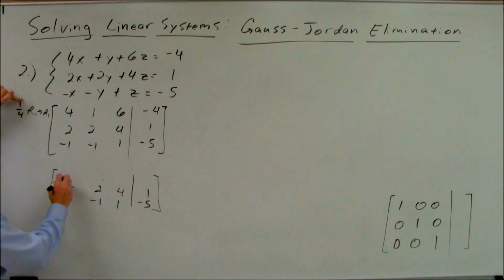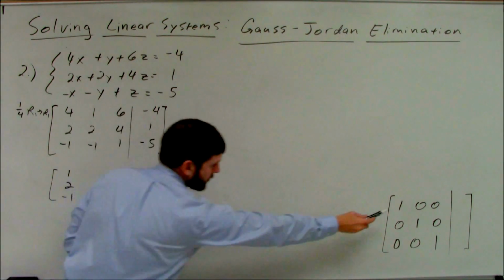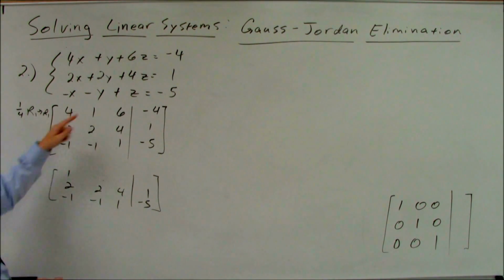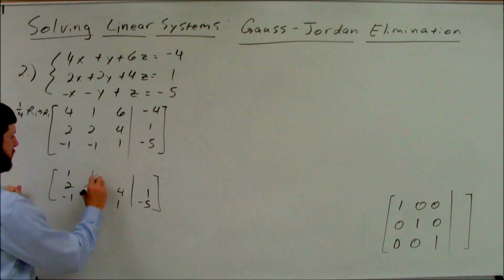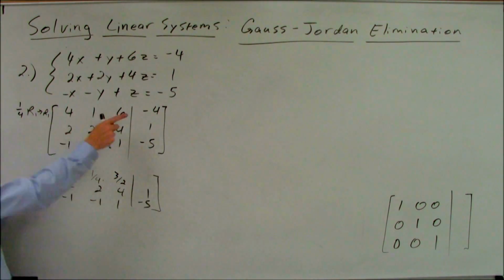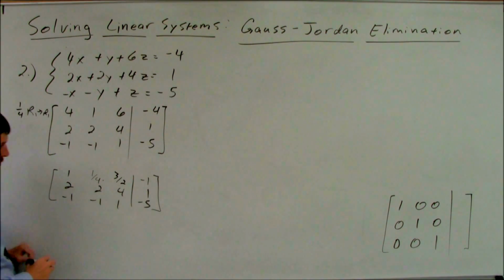A 1/4 of 4 is 1. That's the pivot we're talking about. That's what we're going to work everything else in that column off of. A 1/4 of 1 is 1/4. A 1/4 of 6 is 3/2. And a 1/4 of negative 4 is negative 1. Now we're on our way.